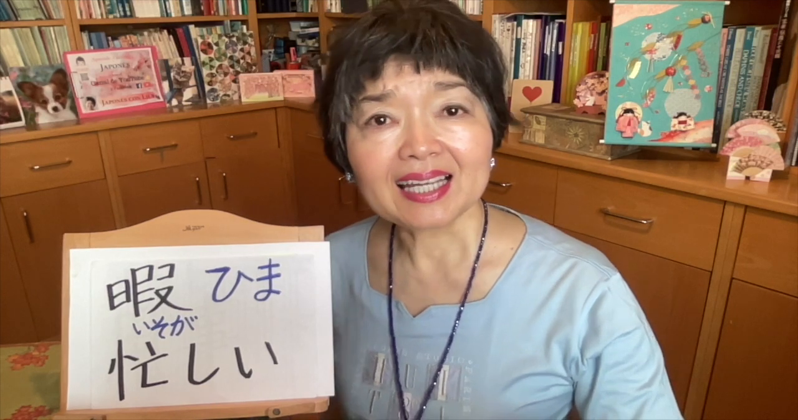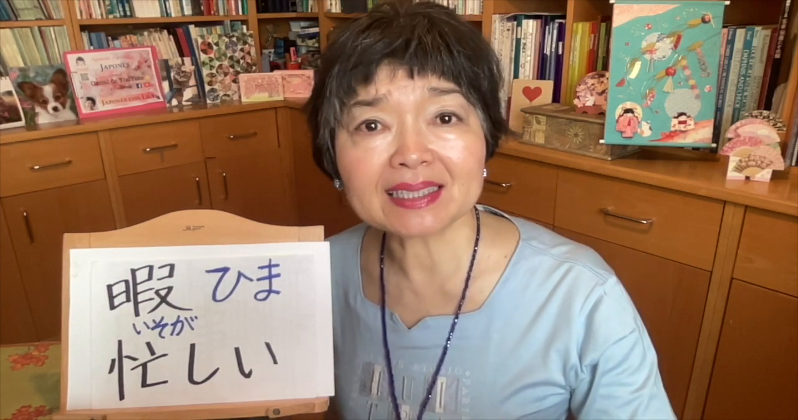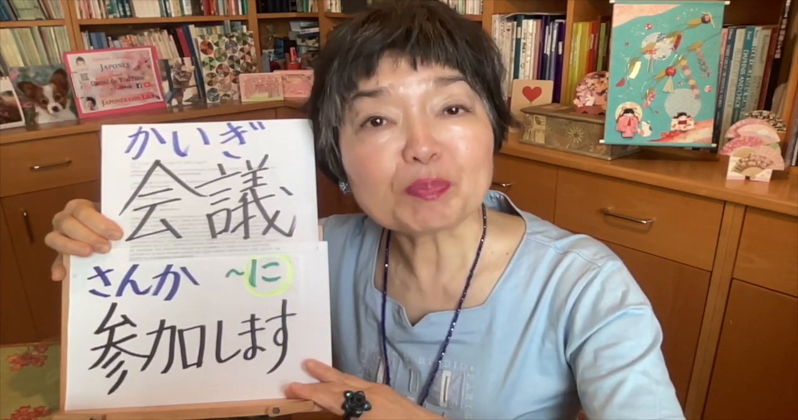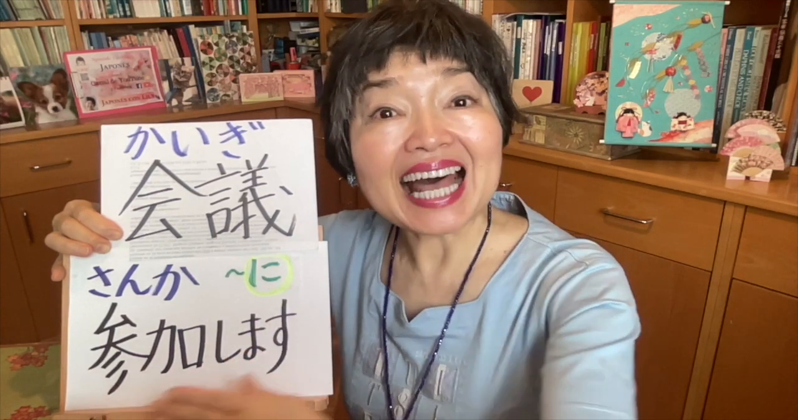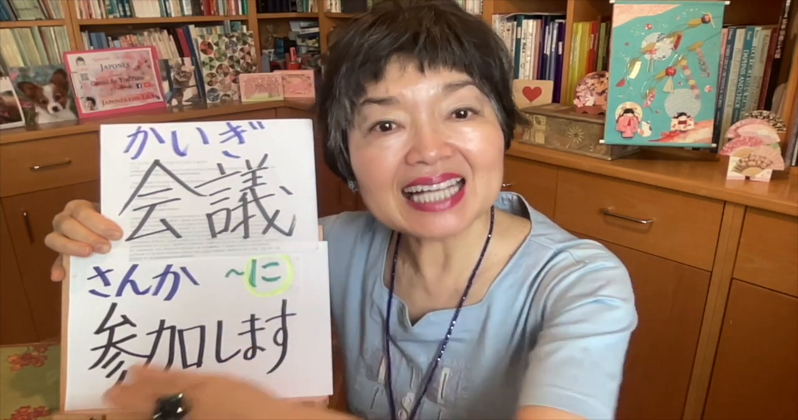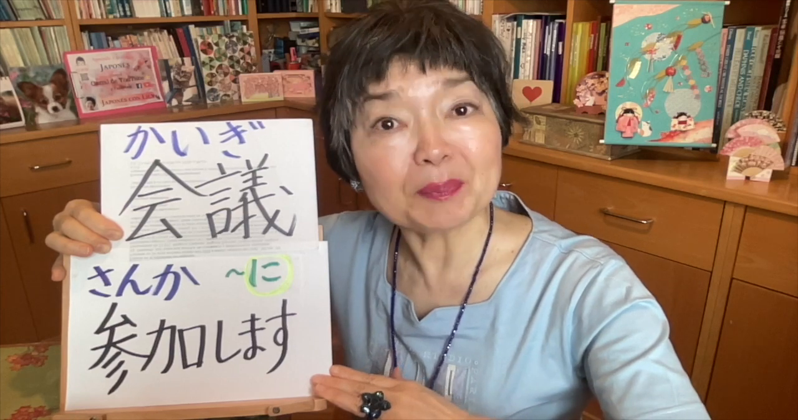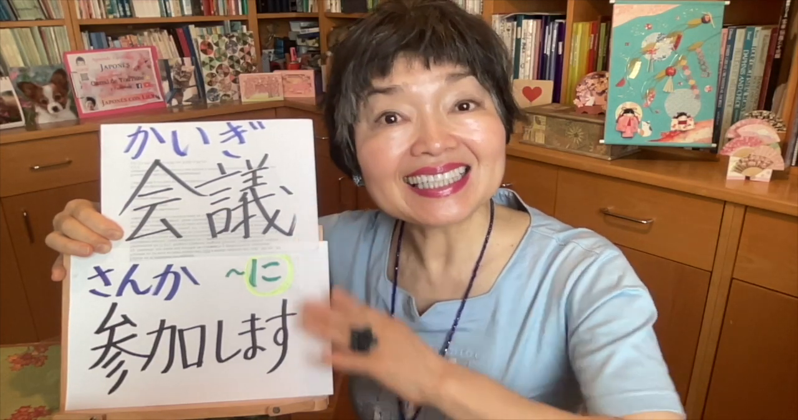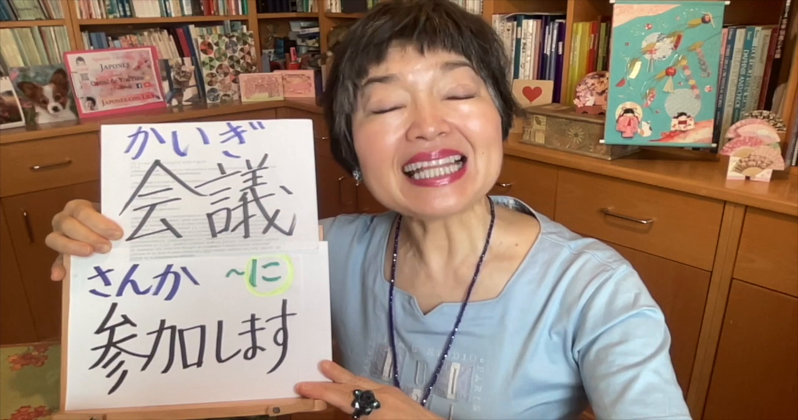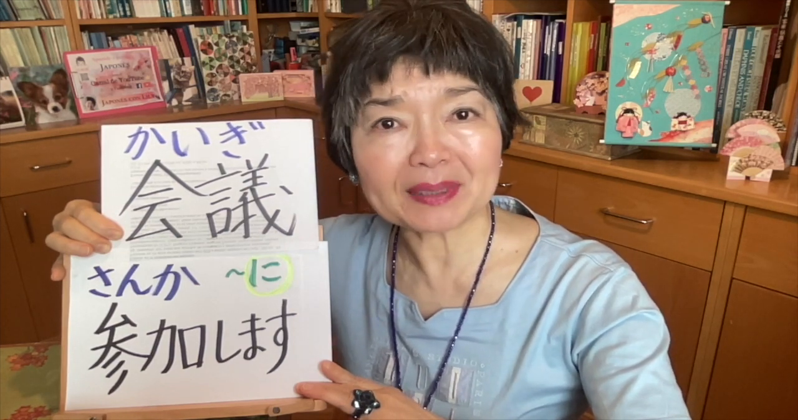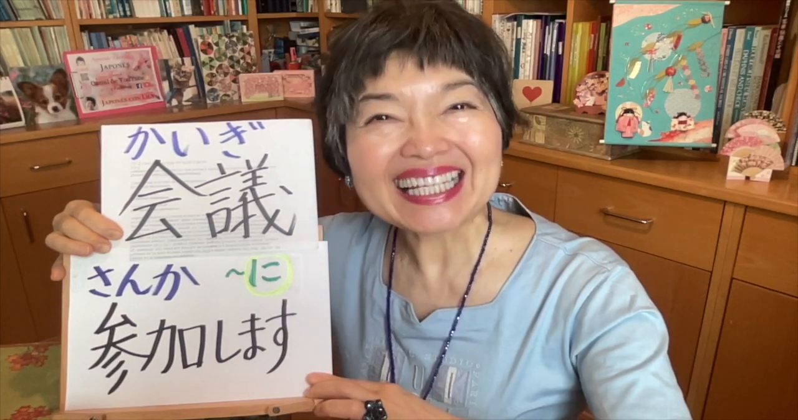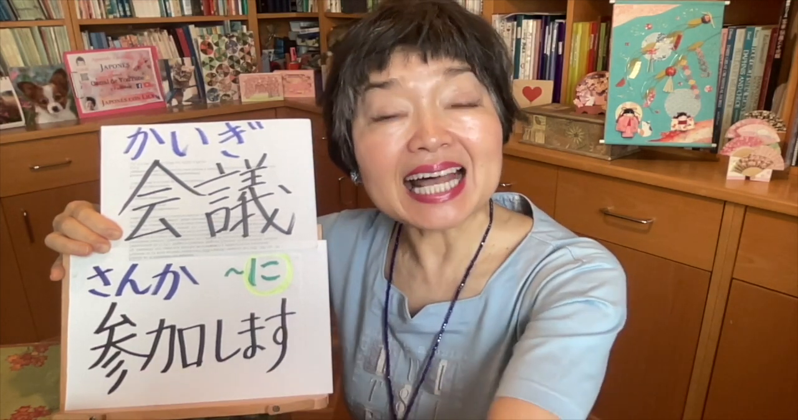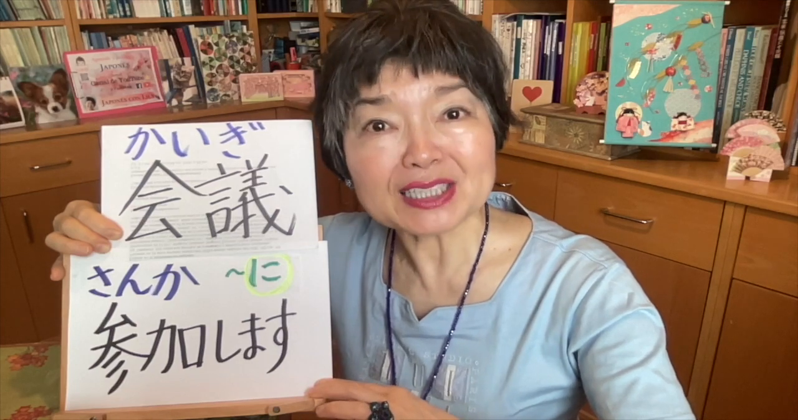I'm busy and I have plans today, so I can't participate in the meeting. The verb to participate in something, something に参加します。 In this case, meeting. So 会議に参加します。 But in this case, I can't participate. So you must change します to the potential verb, できます。 So 参加できます。 I can participate.